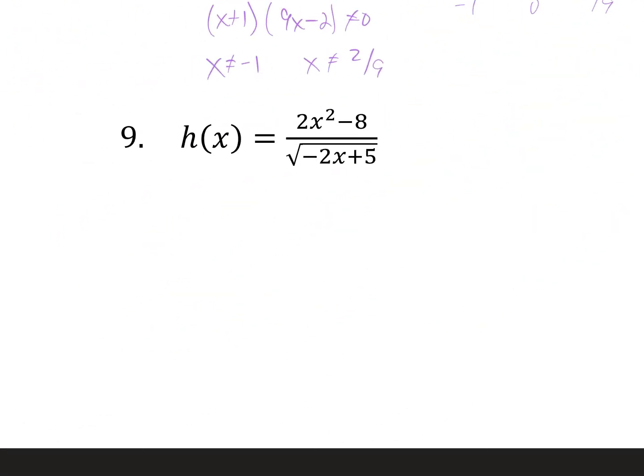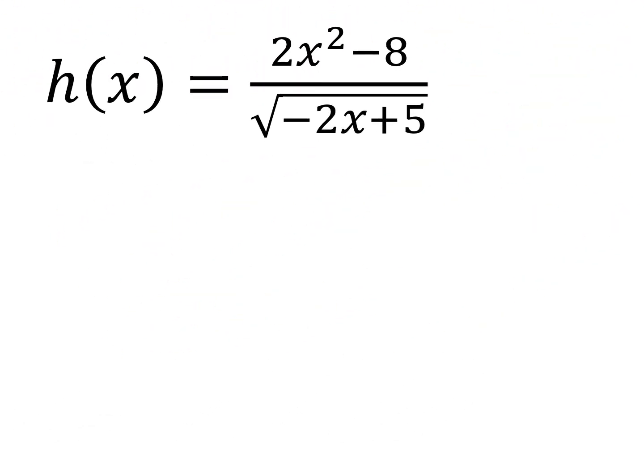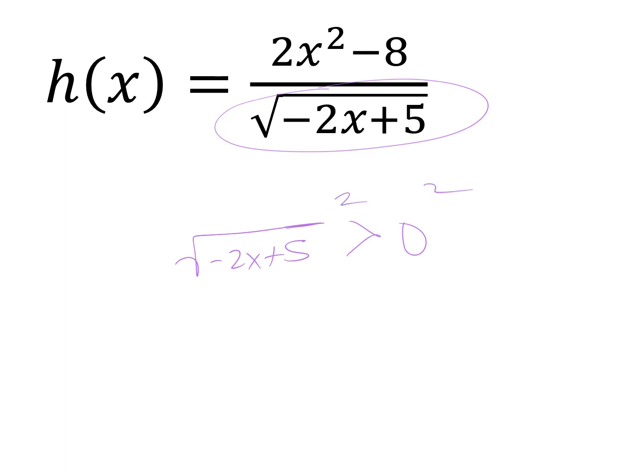So here's a combo. There's two problems here. What are the two problems? It's a variable in the denominator, and it's underneath the square root. So in this case, you take the expression and you set it what? Greater than 0. Cannot be equal to, because what happens if it's equal to? Your function becomes undefined. So we're going to square both sides.